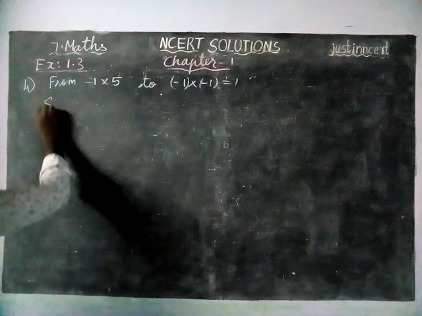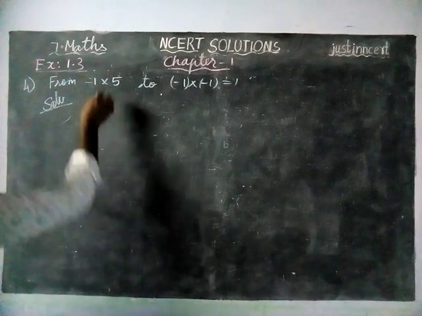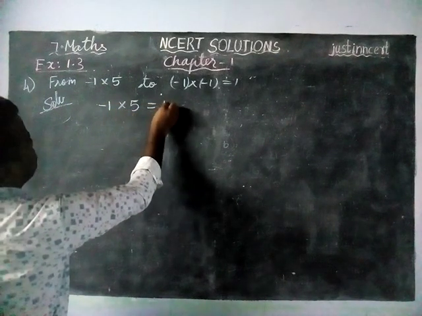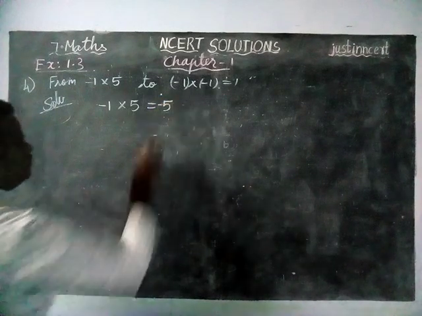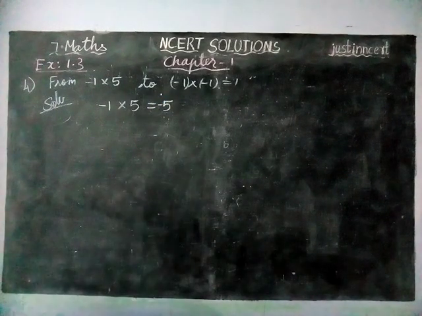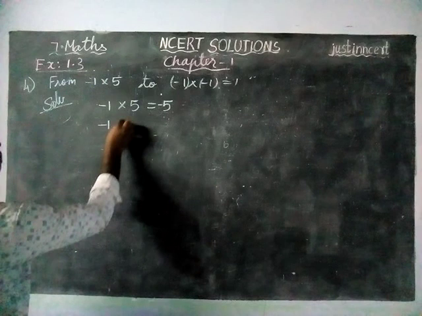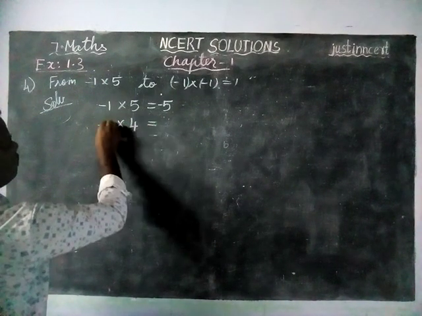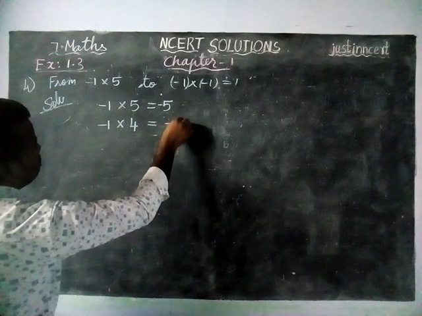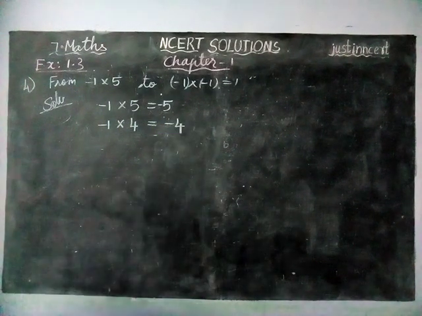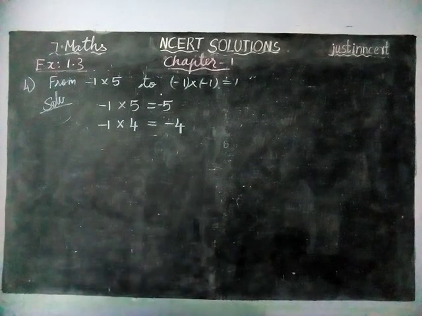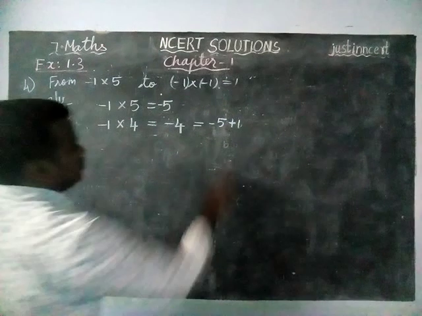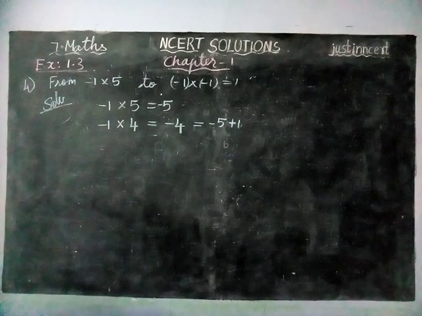So first we are going to start from minus 1 into 5. Minus 1 into 5 is equal to minus 5. And next step, we are going to form minus 1 into 4 is equal to minus 4, and this is equal to minus 5 plus 1. We are forming one pattern.